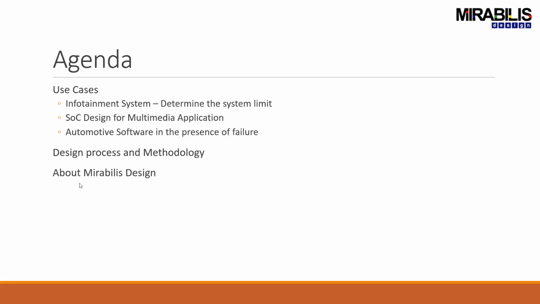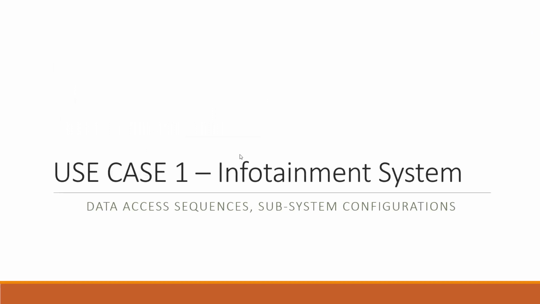At last, we will look at a little bit of information on Mirabilis Design and what we have achieved over the years. Starting off with use case one, the infotainment system. In particular, we will look at the data access sequences and the subsystem configurations which are required to achieve the maximum performance within the constraints defined by the architect.